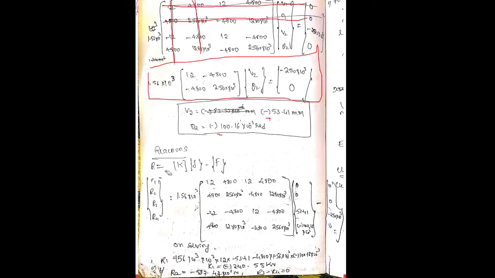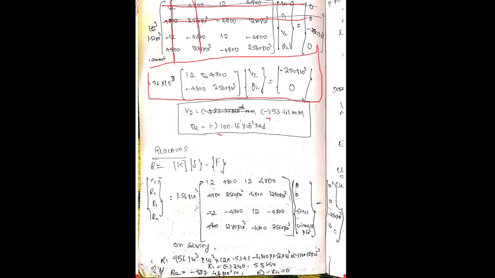Reactions. So we need to find reactions as usual. R is equal to K delta minus F. So where will the reaction be produced?